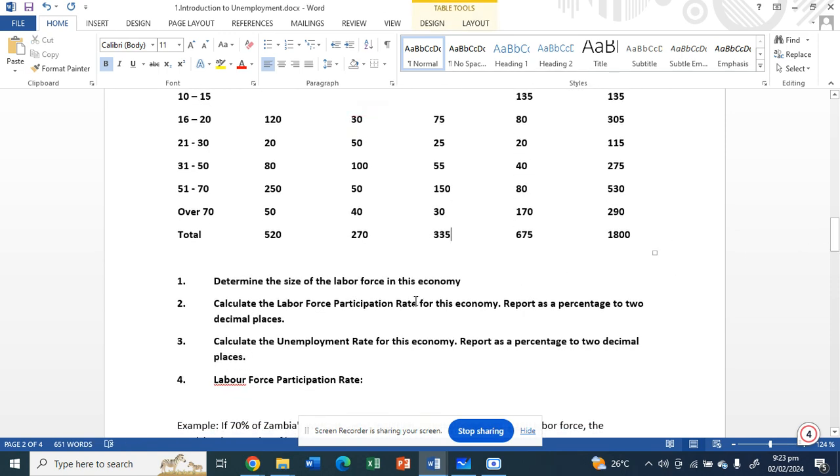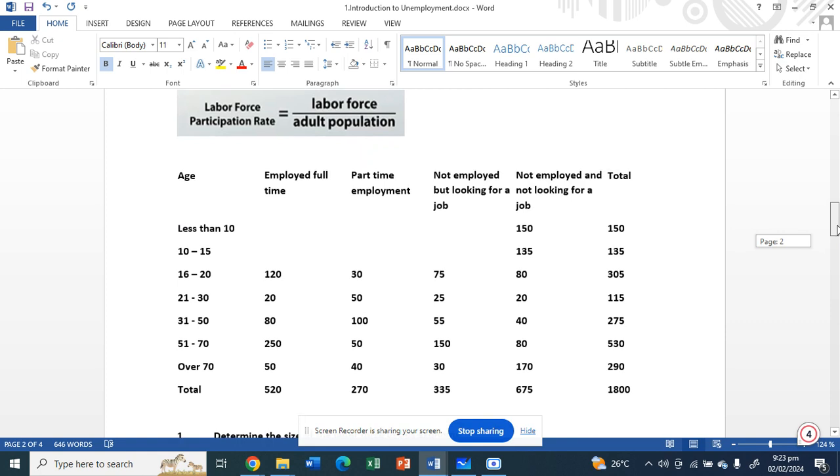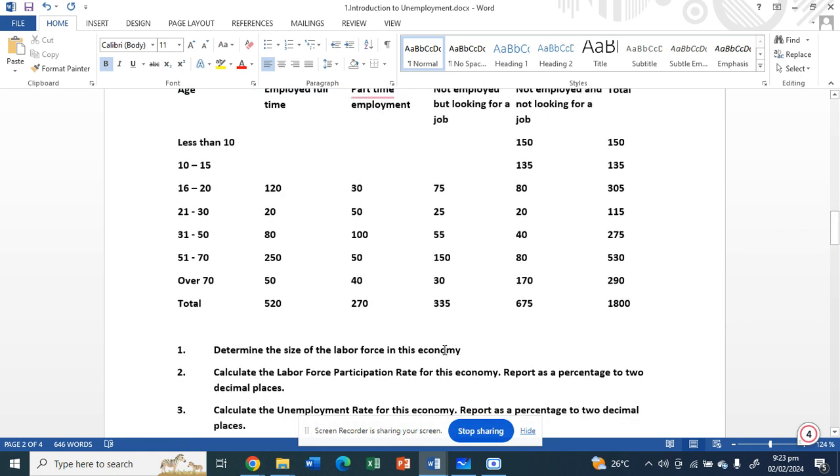Right? And also they need us to calculate the labor force participation rate. This is the percentage of the labor force in the economy, right? And then we also have to calculate the unemployment rate. So we can begin. First things first, we need to determine the labor force in the economy.